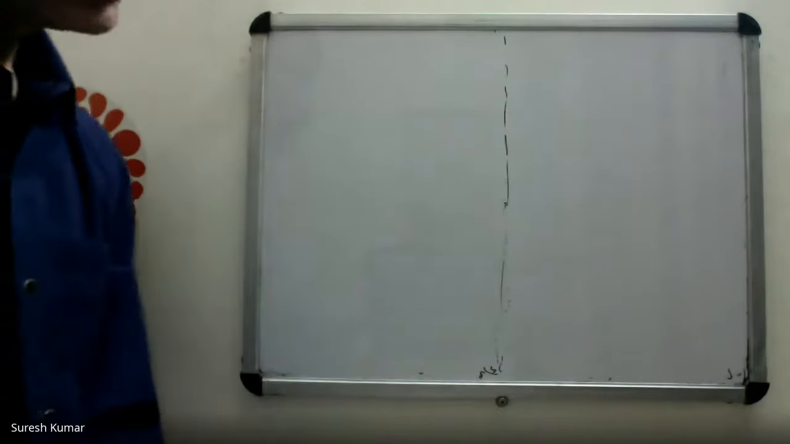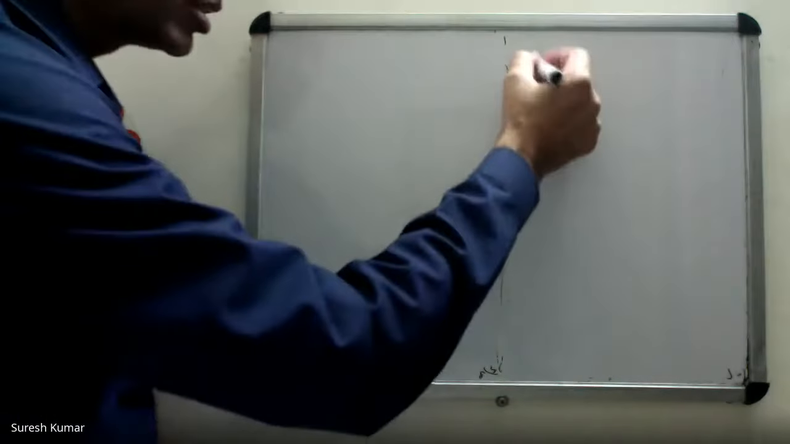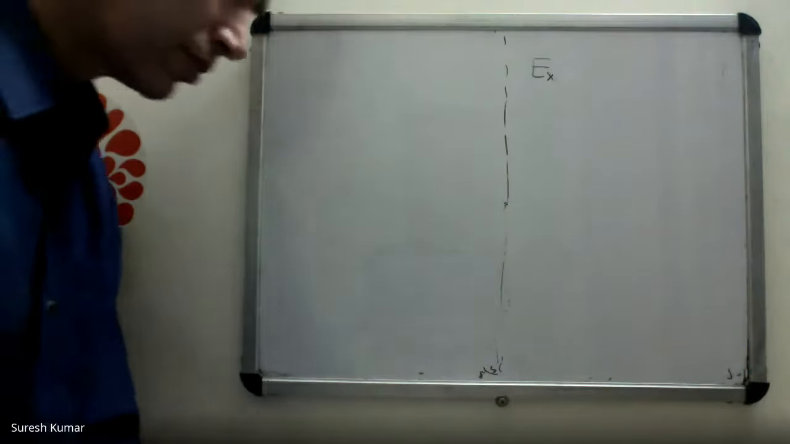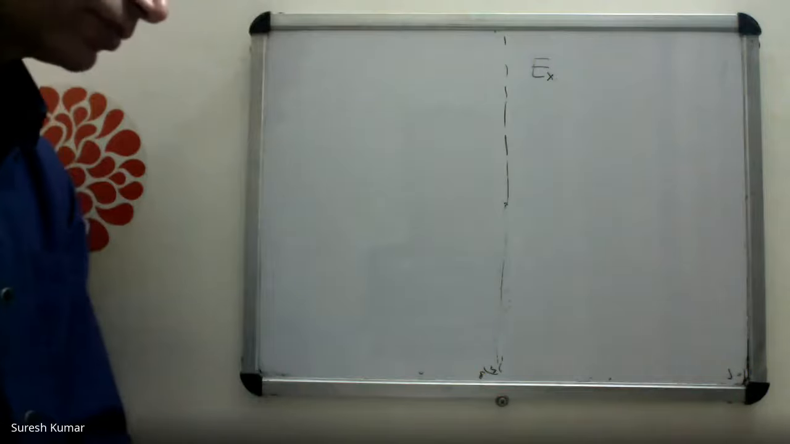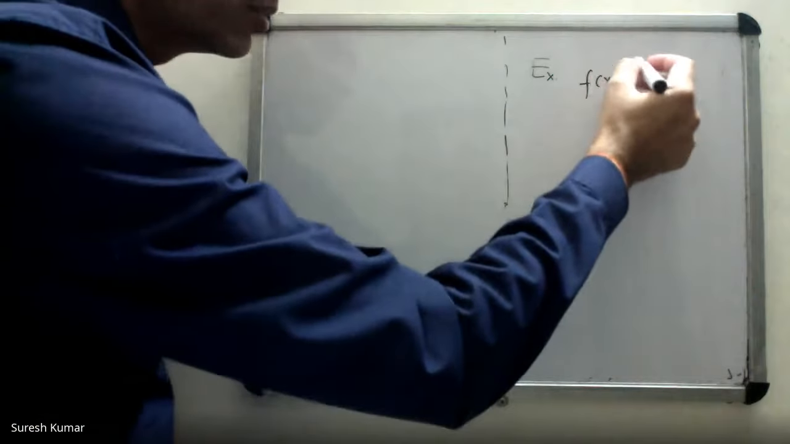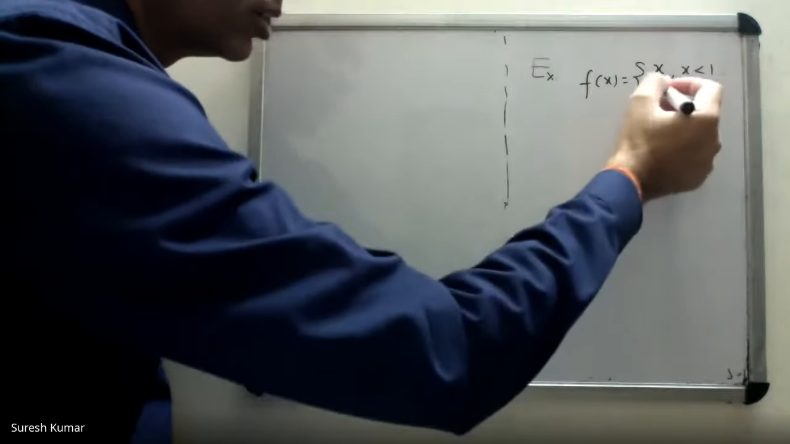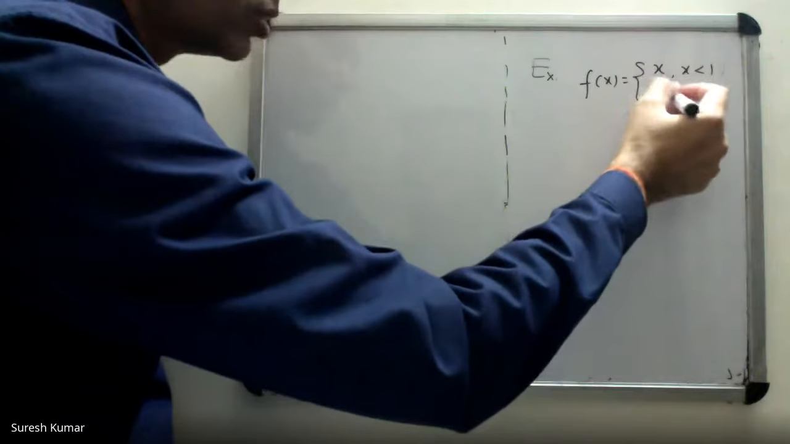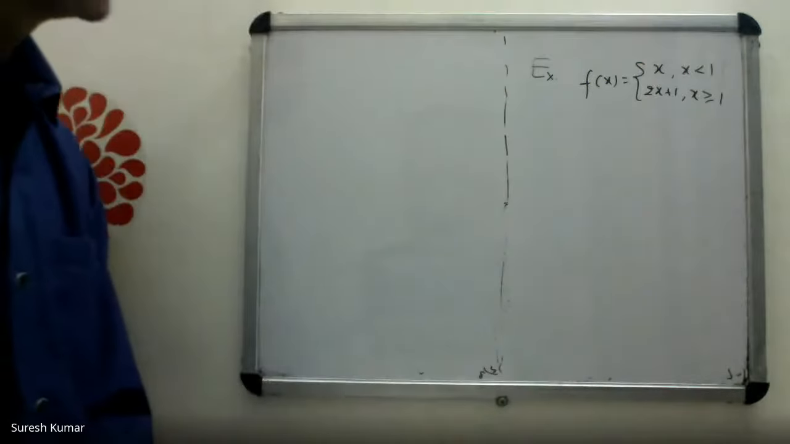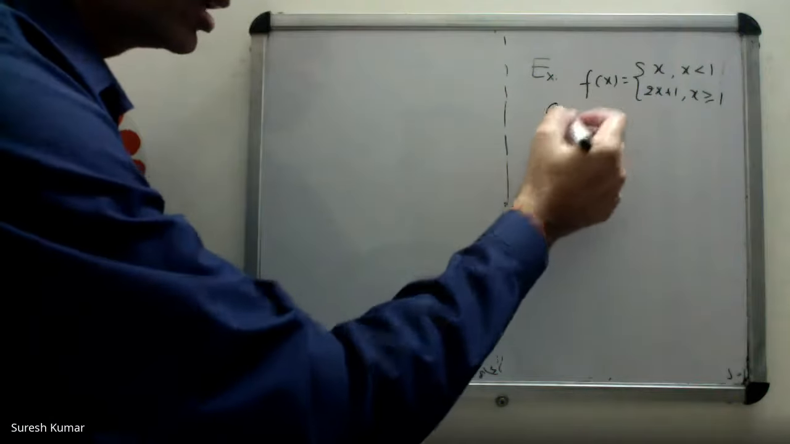Let's discuss a case where the limit doesn't exist, in one variable as well as two variables. See this example. f(x) is given by x if x is less than 1 and 2x plus 1 if x is greater than or equal to 1. So what is the limit of this function as x tends to 1?